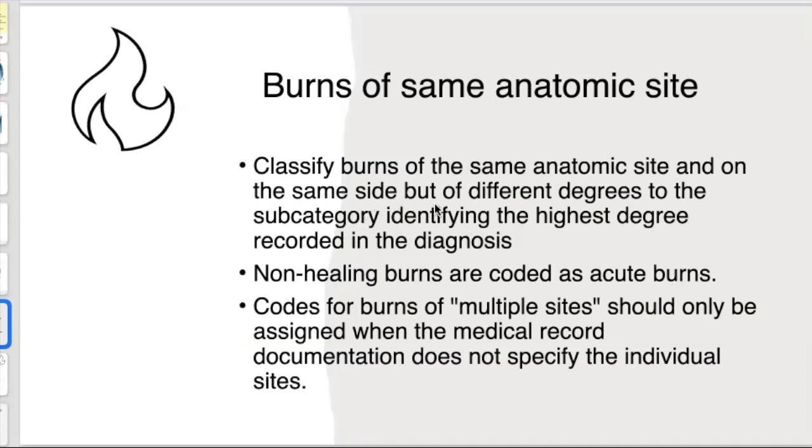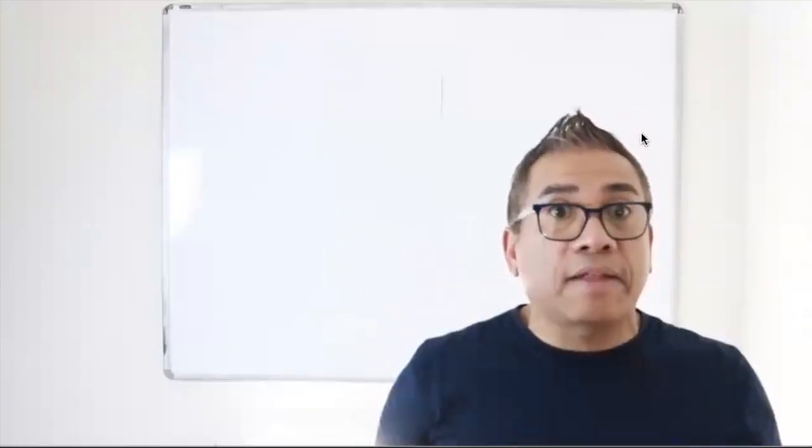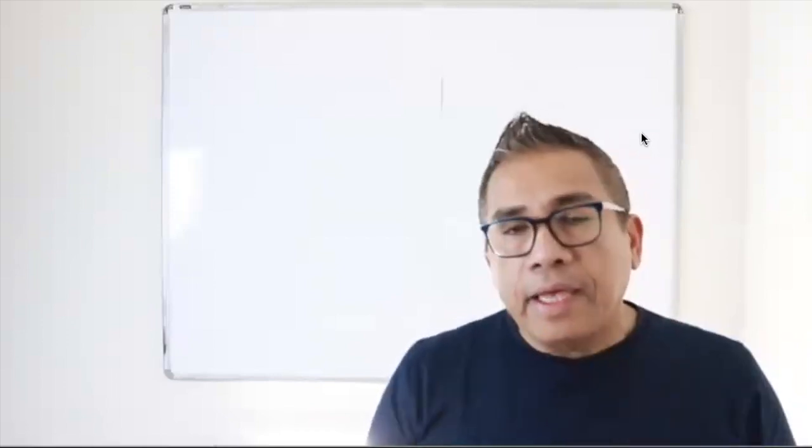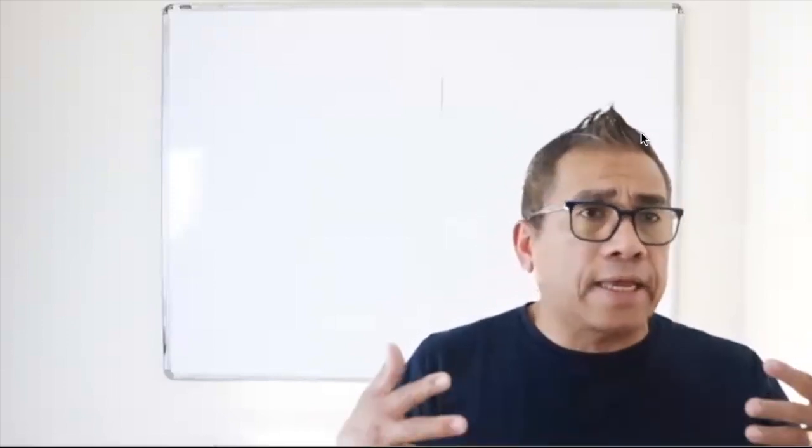This means if a patient suffers multiple burns in the same anatomical site, let's say, for example, the front torso, the anterior torso. If the patient suffers third degree on the upper torso, in the thorax region, and also second degree on the abdomen, third degree close to the thigh, first degree close to the thigh, the guideline says you only assign the highest degree as the only code. So that's what it means, guys.